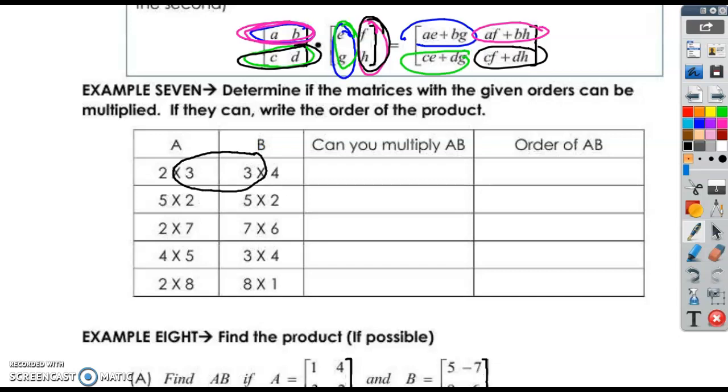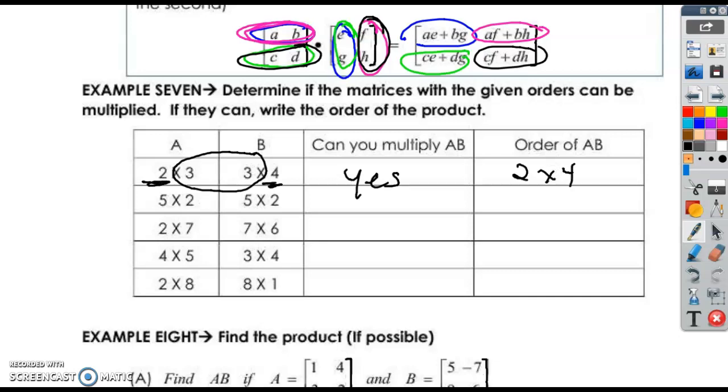So before we start, we just check the orders of each of them and confirm that they can be multiplied together in the first place. And you don't want to switch them around. They're not commutative. So can a 2 by 3 be multiplied by a 3 by 4? Those 3's are the same. So yes. The order of AB, the final answer will be a 2 by 4.